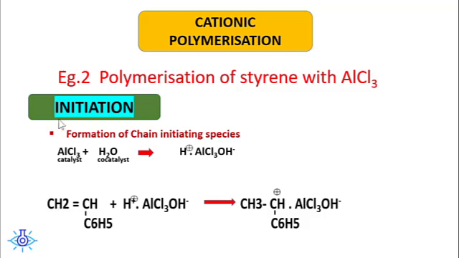So the first stage here is the initiation. In initiation, there is a formation of the chain initiating species where AlCl3, that is the catalyst, reacts with water, the co-catalyst, forming H plus AlCl3 OH minus. Now this group attacks the monomer. The monomer is styrene. During that attack, the double bond in the monomer breaks. The proton adds to this carbon, forming CH3 CH C6H5 plus. This is the carbonium ion, or the chain initiating species.